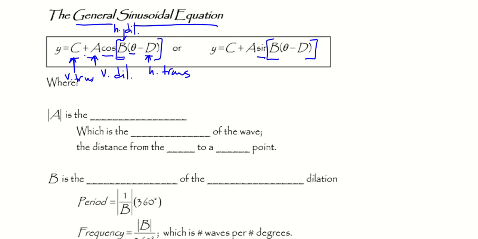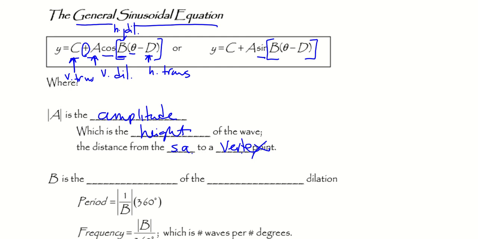A, whether this is positive or negative, so the absolute value of A gives us the amplitude of our wave. That is, it is the height of the wave, which is the distance from the sinusoidal axis to either a high point or a low point. So we're just going to say to a vertex.